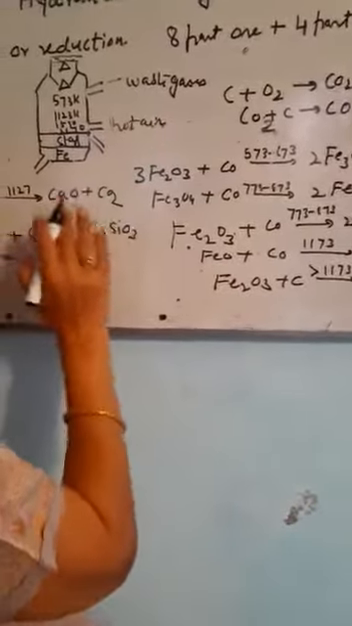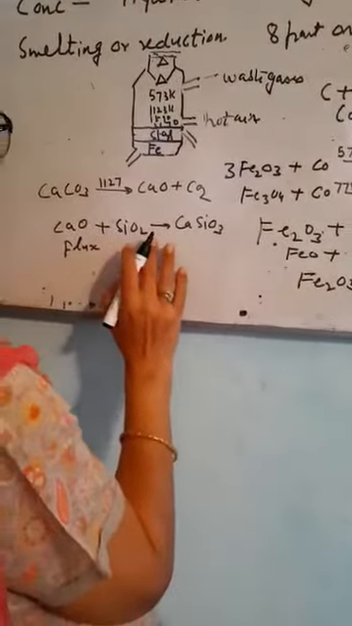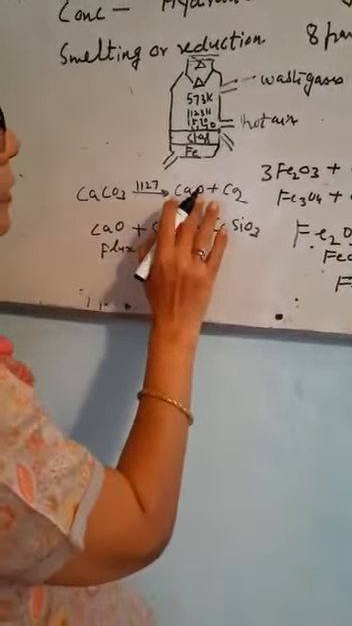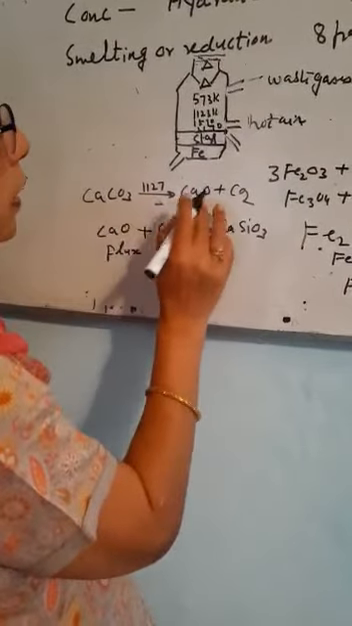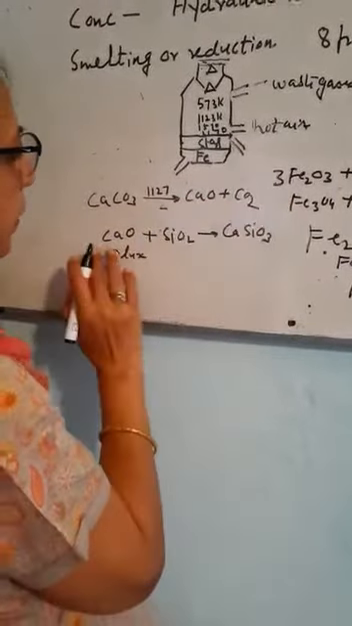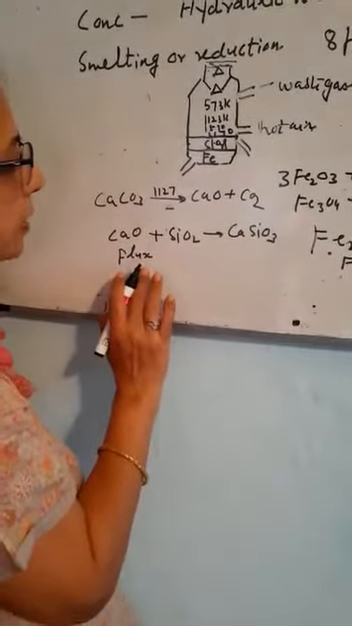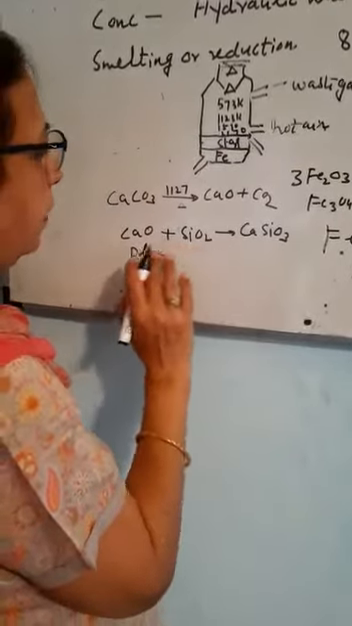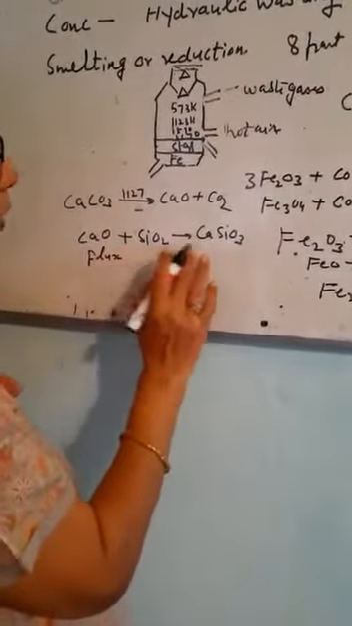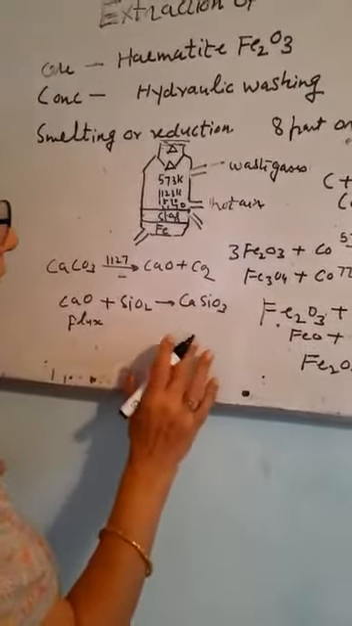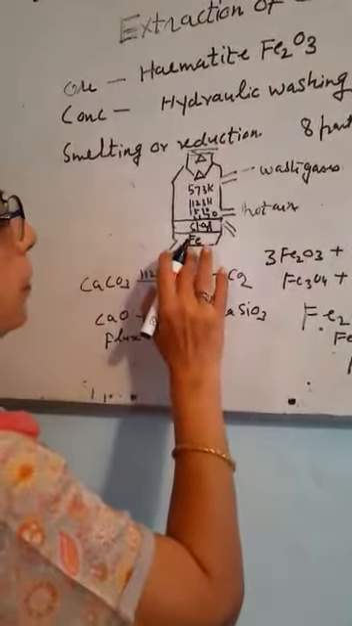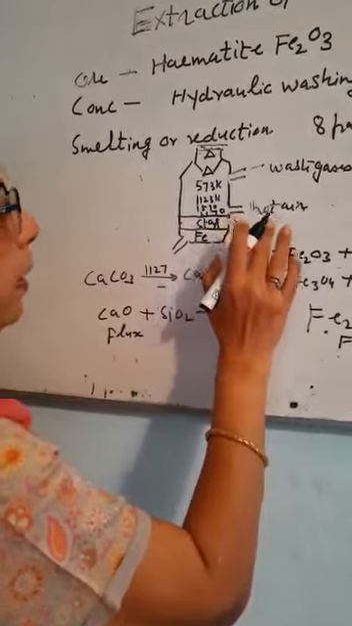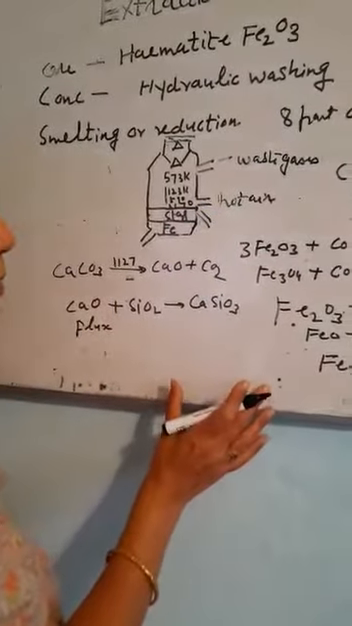The ore contains silica as an impurity. The limestone is added. At the temperature of 1273 Kelvin, it is heated to give calcium oxide and carbon dioxide. This calcium oxide acts as a basic flux because it removes acidic impurity. It reacts with silica to give calcium silicate. In this way, the molten iron is obtained from the separate compartment and the slag is obtained from the separate compartment. The iron can be extracted.